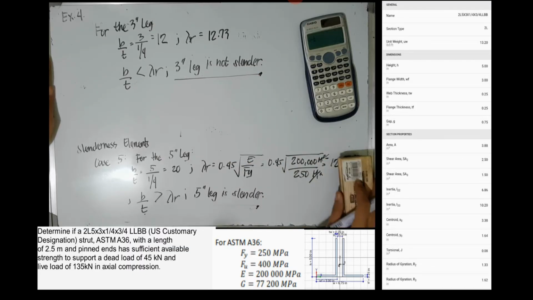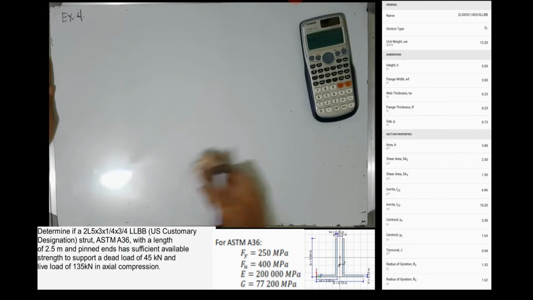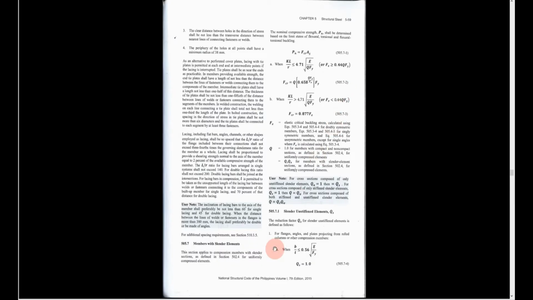The 5 inches leg is slender and the 3 inches leg is not slender. So opening your NSCP 2015, our member or our section has slender elements, so we will focus on section 505.7. It has different conditions also that we need to satisfy, and also there is a reduction factor na nakikita natin on this formula.